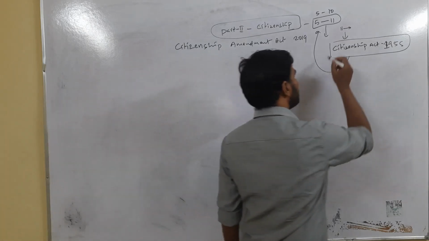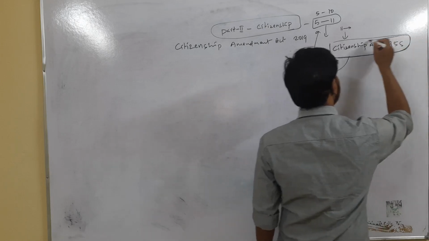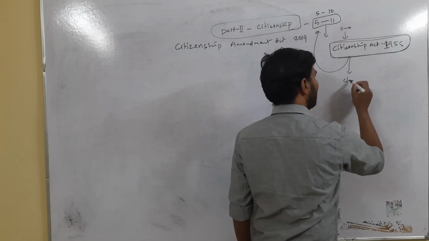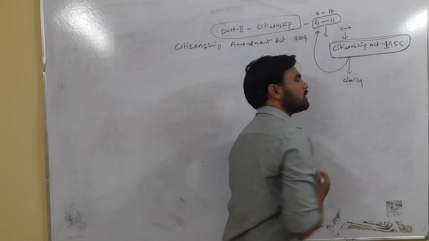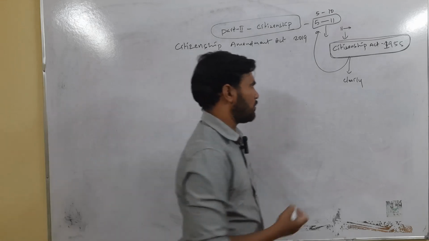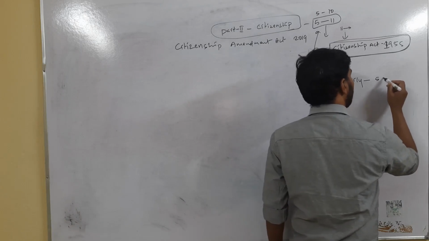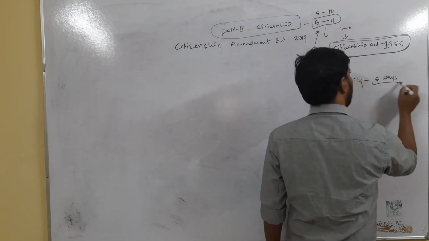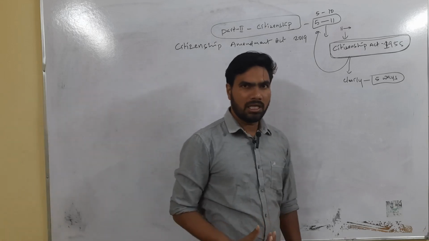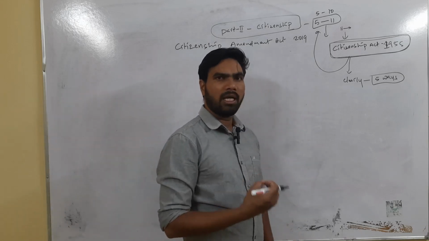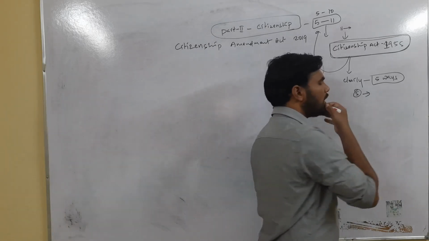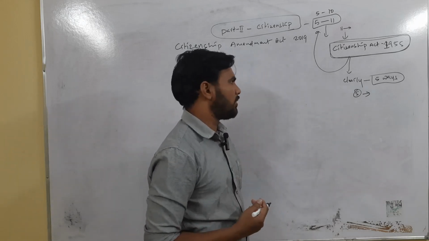So what this Citizenship Act of 1955 has done is it has further clearly mentioned the rules and regulations with respect to citizenship, in what ways people can get the citizenship. There are 5 ways: by birth, by descent, by registration, by naturalization, and lastly by incorporation of territory. In these 5 ways people can get citizenship of India.